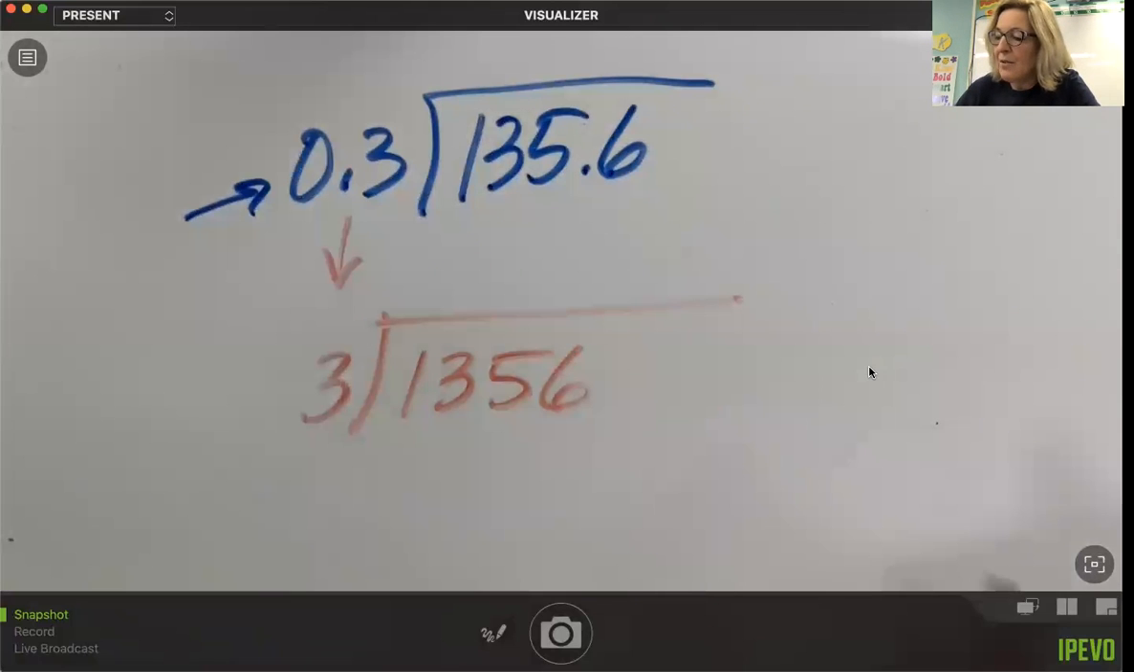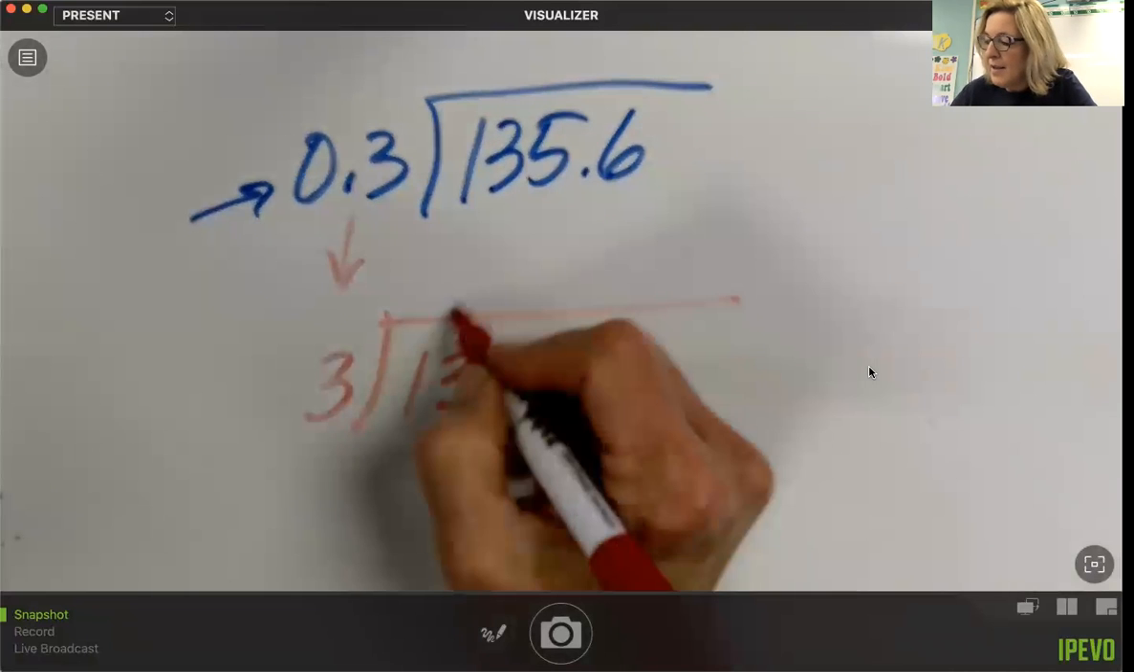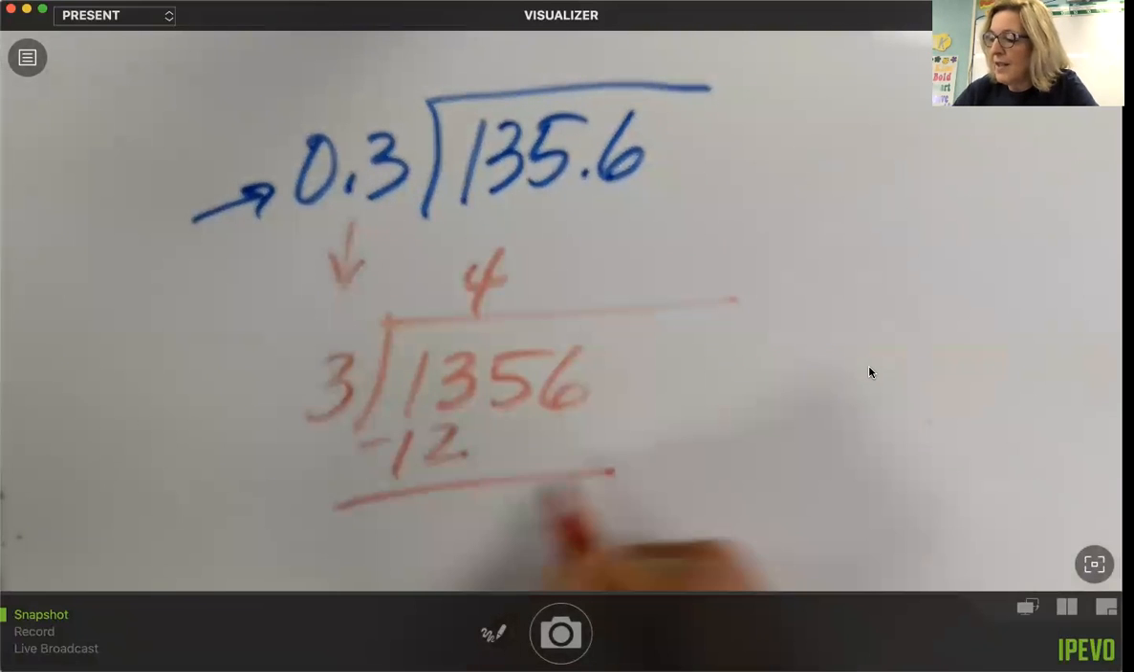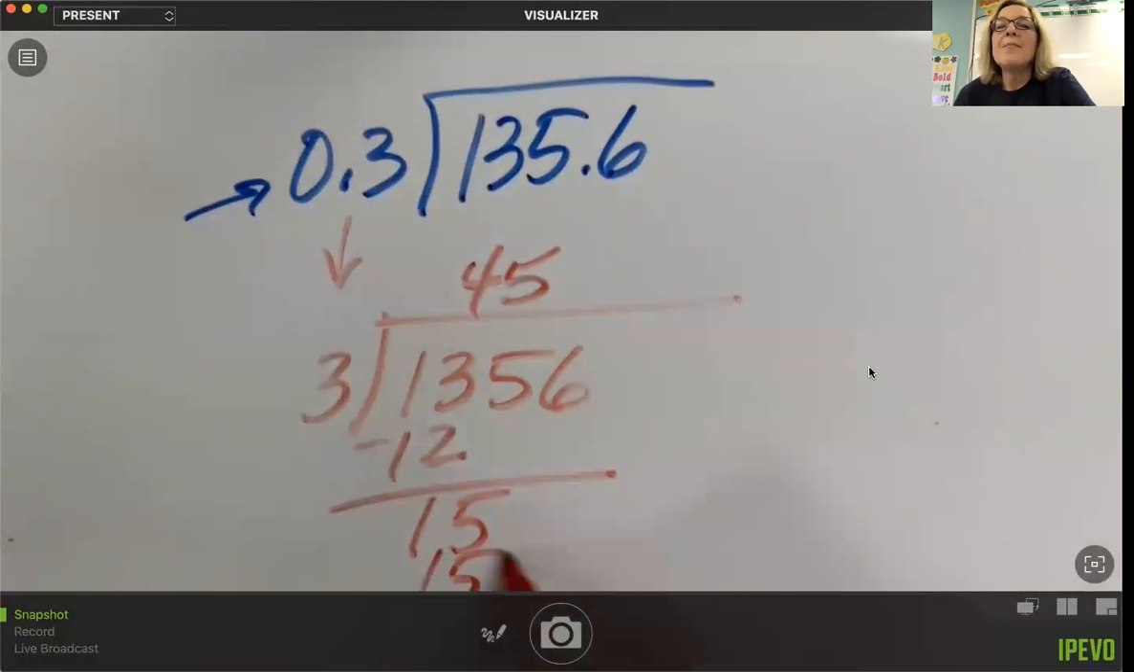So let's do it. 3 goes into 13 4 times, and 3 goes into 15 5 times, and 3 goes into 6 2 times. So we can do division with decimals by shifting or multiplying by powers of 10 to make the problem easier to solve.